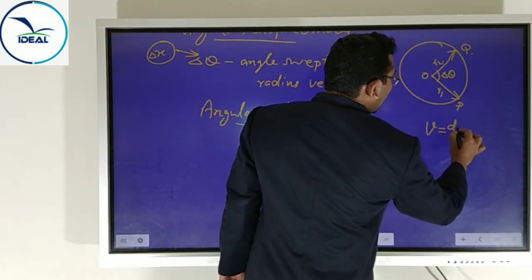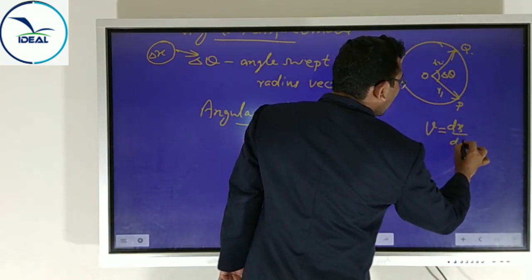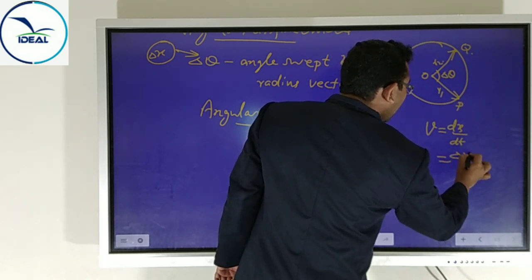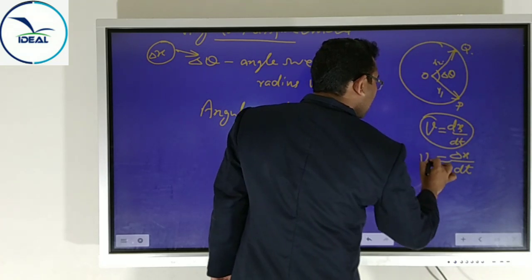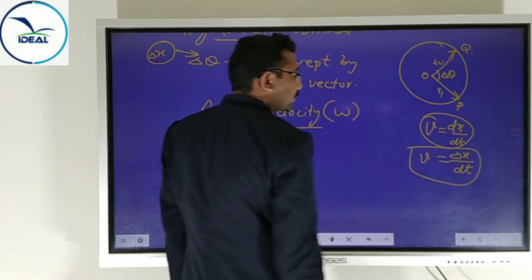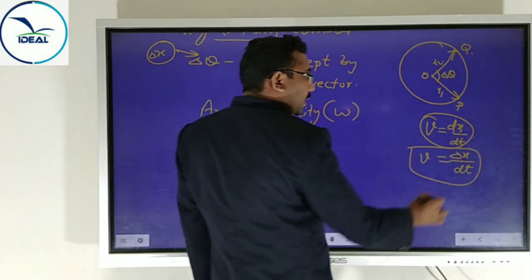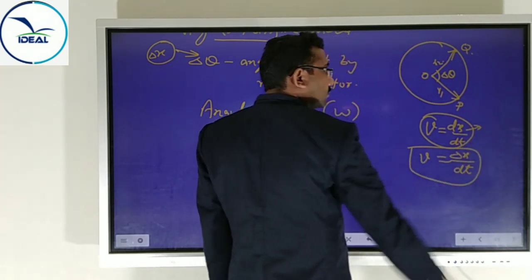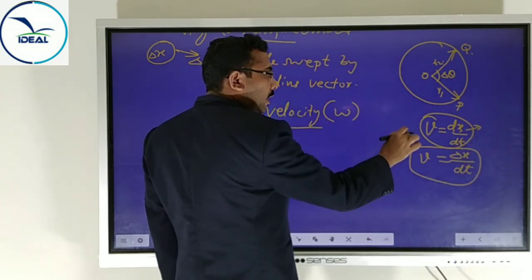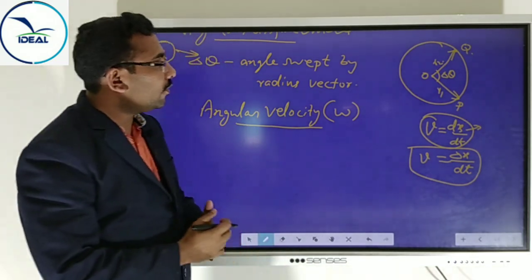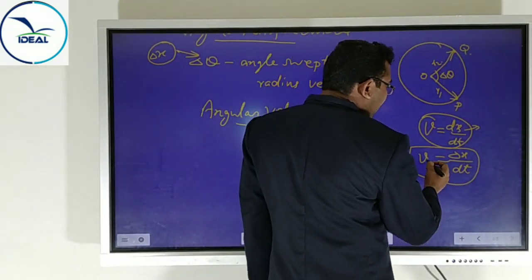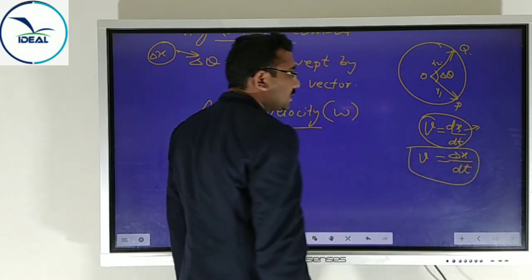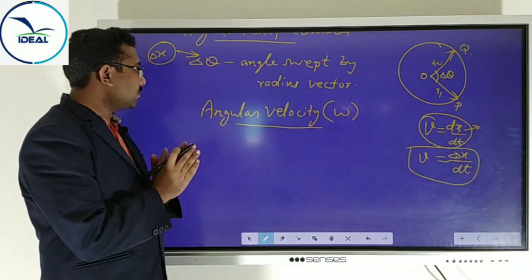V is equal to dx by dt or delta x by delta t. We can write in differential form like this or in this form. Both are the same. For instantaneous we put the limit and write in the form of differential. V is equal to delta x by delta t, the rate of change of displacement.